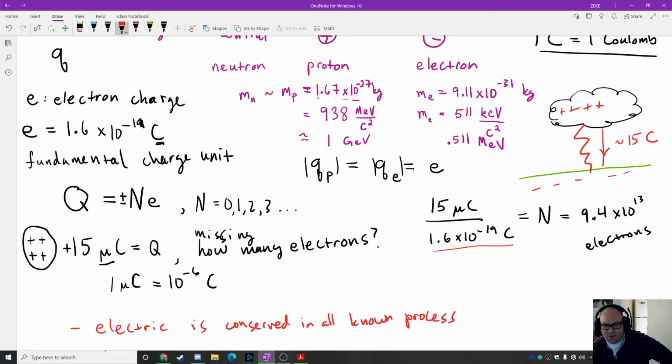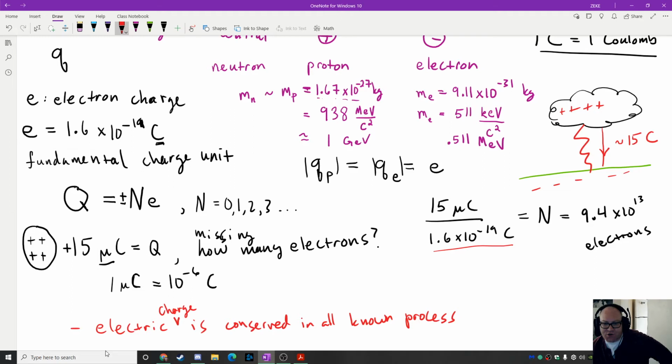Oh, I left a word out here. It's electric charge. Sorry. Electric charge is conserved in all known processes. So here's another conservation law. Electric charge is always conserved. You can't have electrons appearing out of nowhere. And if you have a flow of electrons from one point to another, anything that flows in one side has to flow out the other. Okay? So, yeah, electric charge is conserved in all known processes.